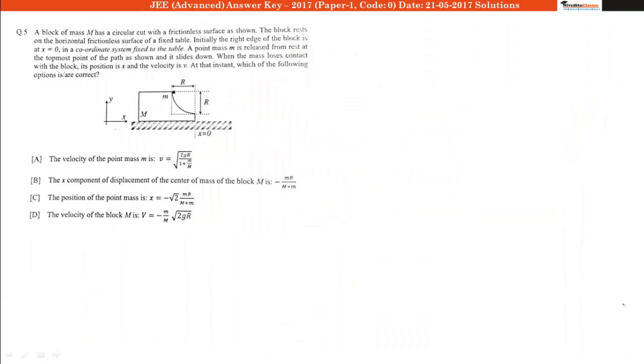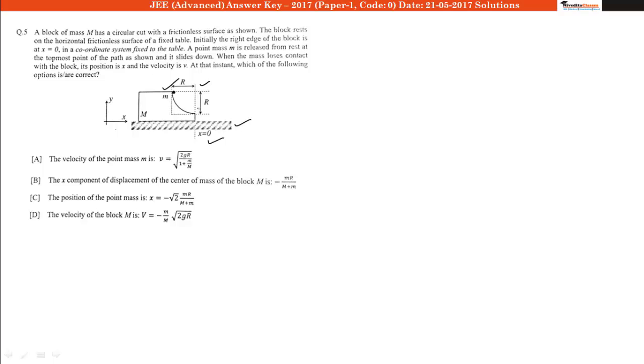But our question says that a block of mass capital M has a circular cut with a frictionless surface as shown. The block rests on a horizontal frictionless surface of a fixed table. Initially, the right edge of the block is at coordinate x equal to 0 in a coordinate system which is fixed to the table. A point mass small m is released from rest at the topmost point as shown and it slides down.